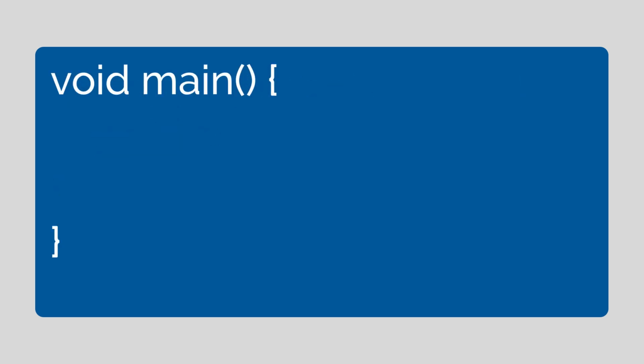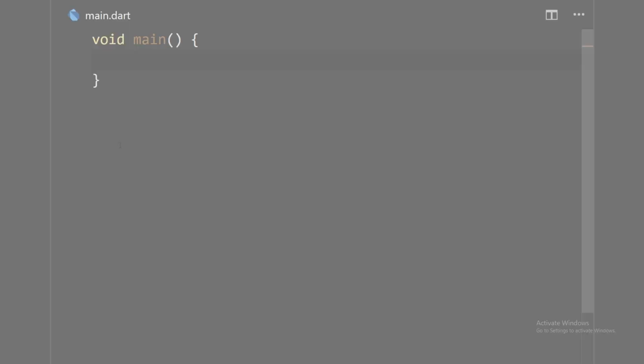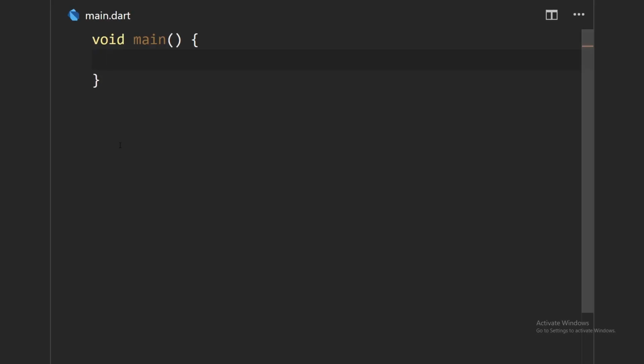And now, the way we subscribe to a stream function is by calling that function and just using the listen method. The listen method takes in a higher order function that executes every time a new value is emitted by the stream. Alright, so now let's implement this in our Dart app.